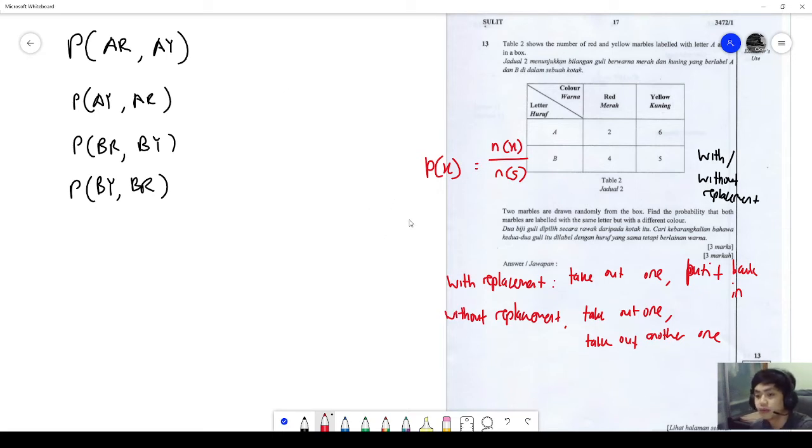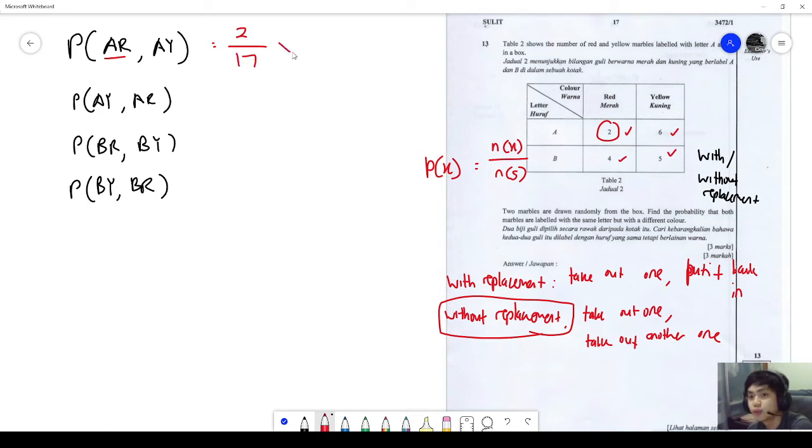So we will start with without replacement, because usually we will do without replacement. That's just what the questions normally ask most of the time. So when we do without replacement, for A red alphabets, there are only two. The total is 2 plus 6 plus 5 plus 4, that is 17. So 2 over 17. Without replacement means one marble is already taken out. So now is A yellow, which is 6.